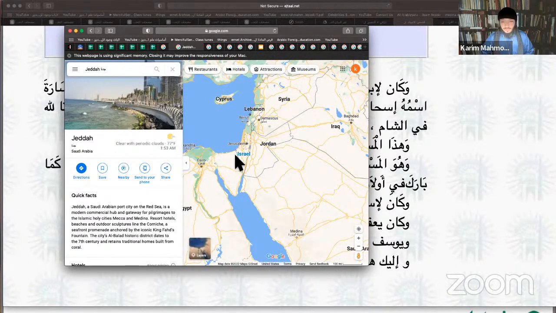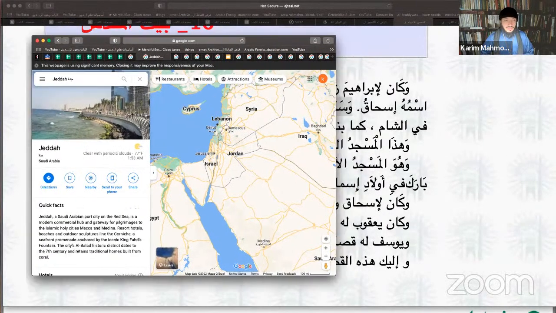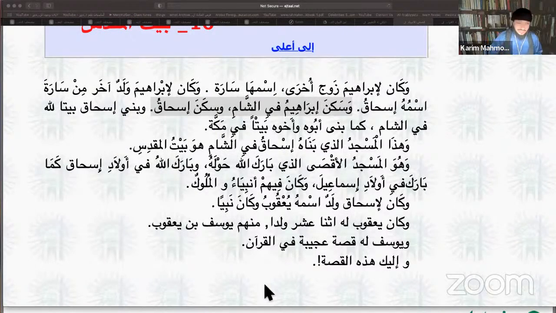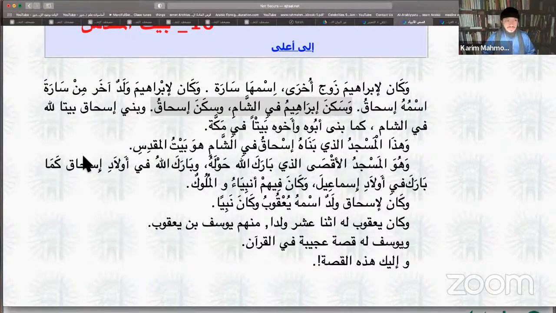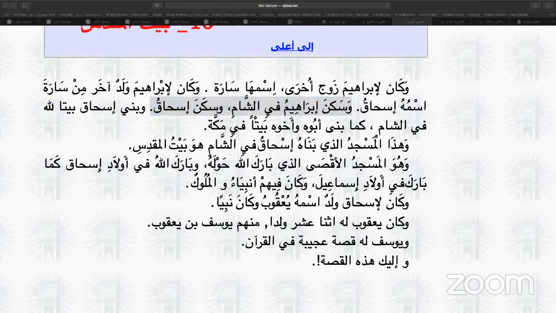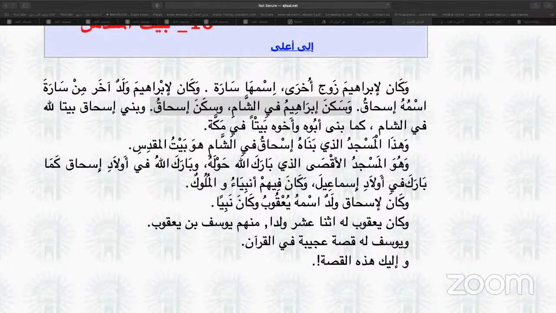What was that country called when they were all together? It's called the Sham. And translated to English, it's called Greater Syria. I mean, it should still stay Sham, but yeah. You know what it is now. And Ibrahim lived in Sham. And Ishaq lived.